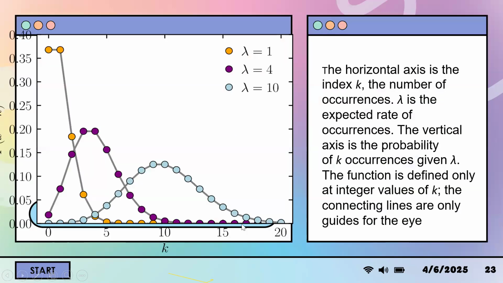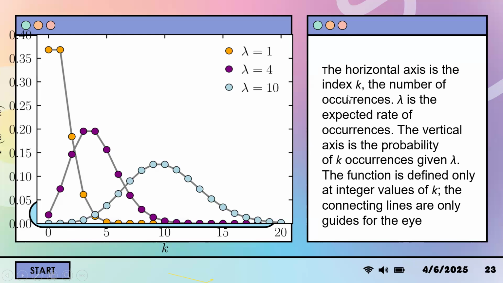So this is an example of a Poisson distribution. As you can see, we have lambda equal to 1 in orange, lambda equal to 4, and lambda equal to 10 in blue. So in all of the cases where we are to get a Poisson distribution, the k value is running, and it should be an integer. It should be a number with a definite value.